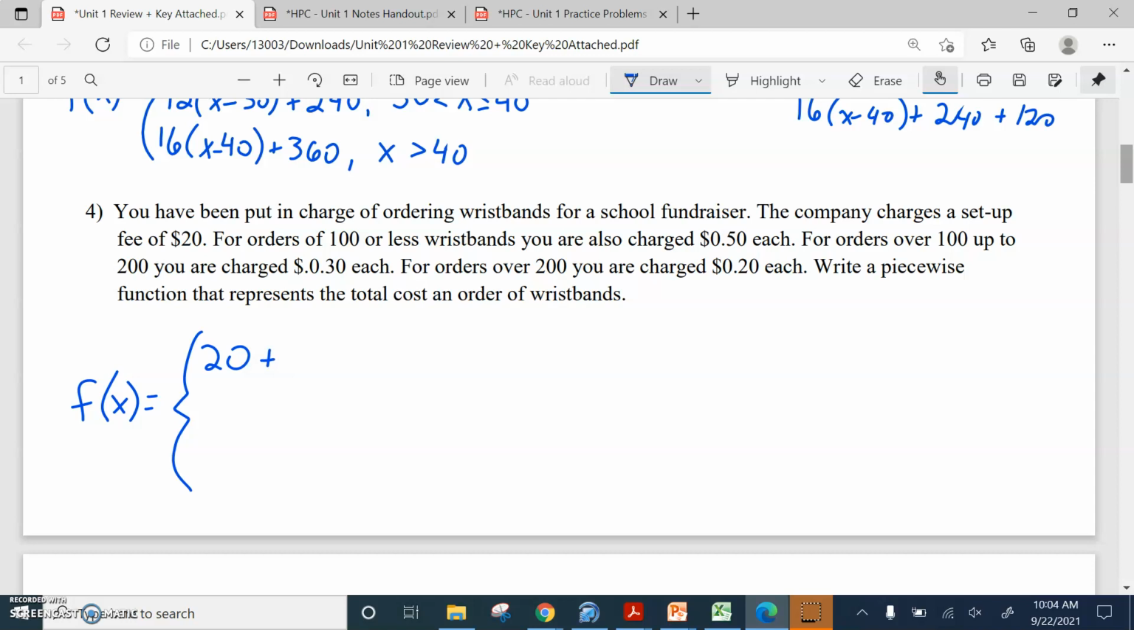We're always going to add some other fee for the actual wristband cost. But I know that the $20 is set. So for orders of 100 or less, you are charged 50 cents each. Okay, so that's $20 plus 50 cents per wristband, so times X. And that was good from X all the way up to and including 100 wristbands.